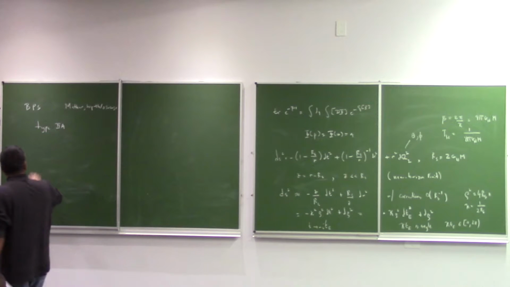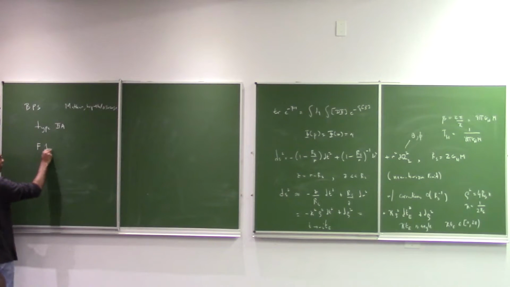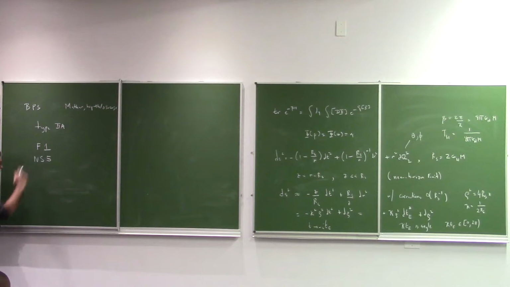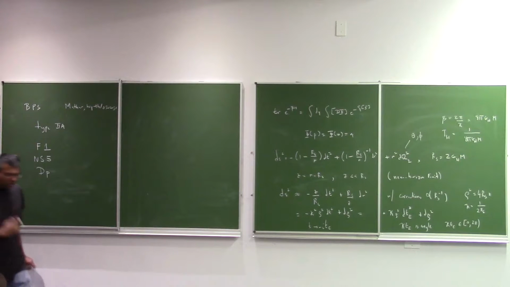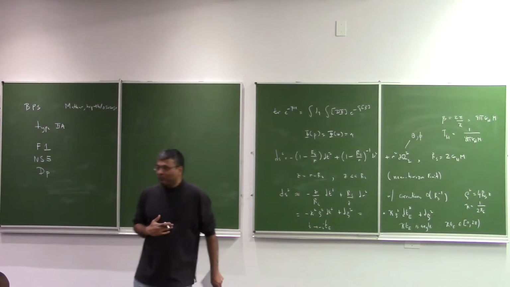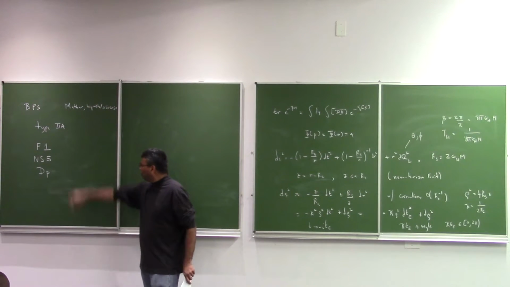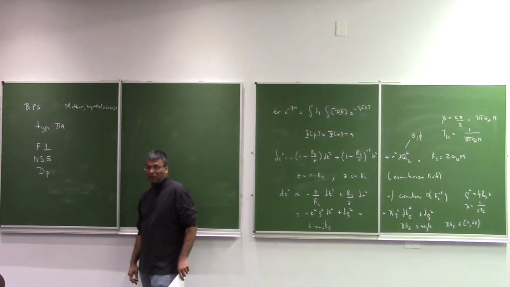Okay, so in type IIA string theory, there are what are called fundamental strings. There are other solitonic objects called NS5-branes, Neveu-Schwarz five-branes, and there are p-branes, Dirichlet p-branes, for p even. These are the tools we have in order to construct solutions in type IIA string theory.